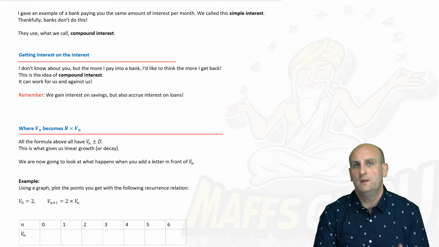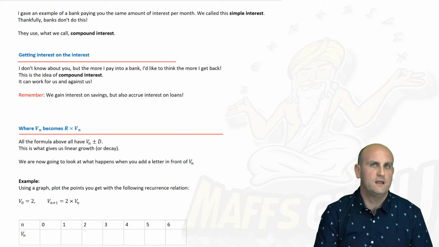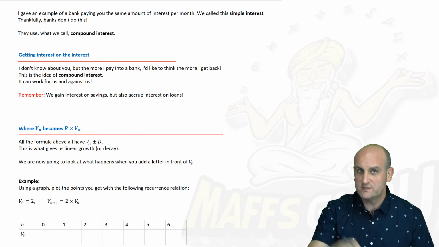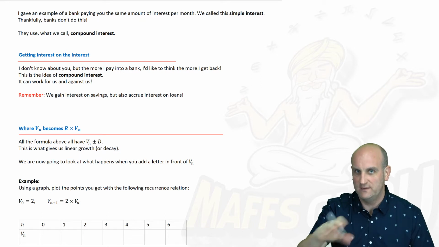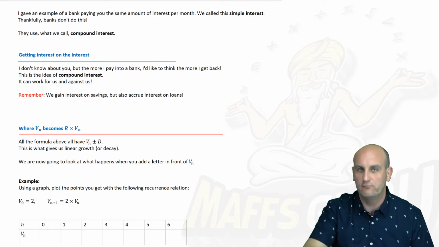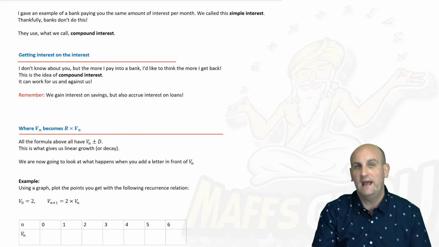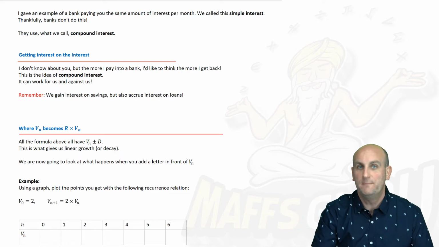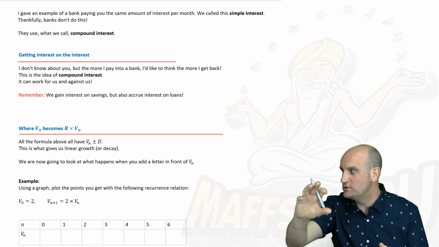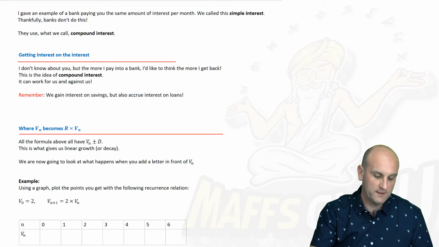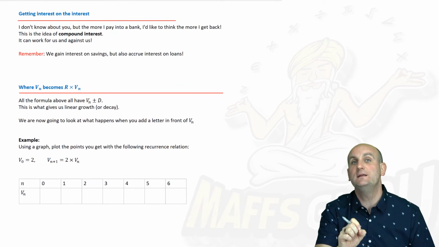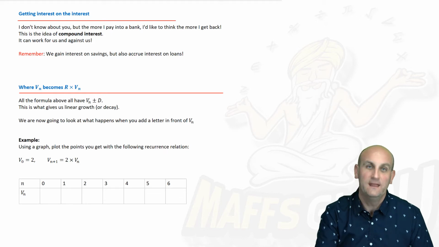Now, obviously, the more money we put in the bank, hopefully we would like more interest. And the more interest I get, I'd like to actually have some interest on the interest. I want to keep getting richer and richer. And that is called compound interest. So when you're getting more and more each month, because you're getting interest on the interest on the interest, then it's called compound interest. And we love that. Well, we do if we're paying money into the bank.